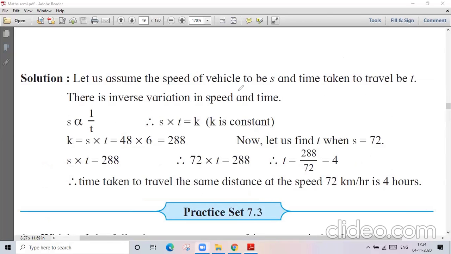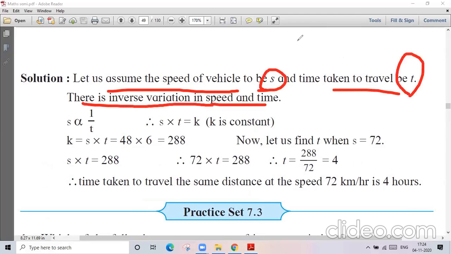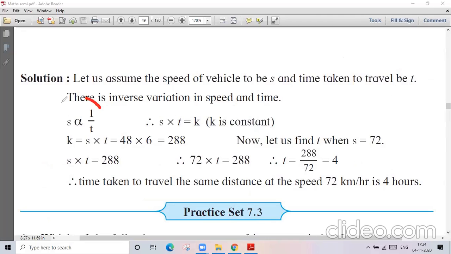So let us assume the speed of vehicle be s and the time taken to travel be t. So there is inverse variation in speed and time. तुम्हाला माहिती आहे inverse variation in speed and time. So s is inversely proportional to t. Therefore, s into t is equal to k, where k is your constant. K is what? It is your constant. So k is equal to s into t, 48 into 6 is equal to 288.